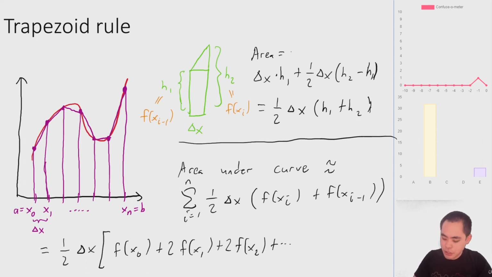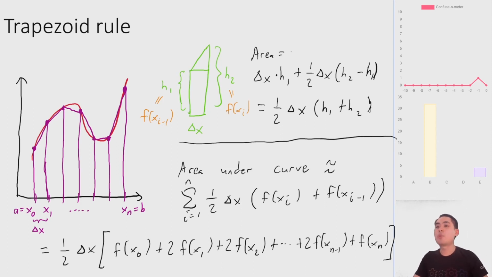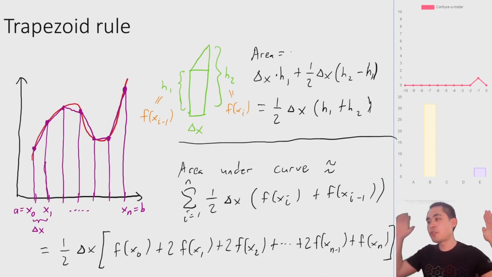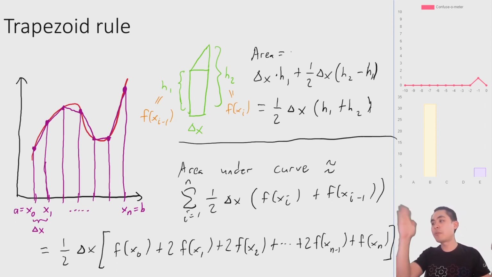Okay, so all the way to plus 2 times f of x n minus 1. And then, of course, you only have one copy of f of xn. And this makes sense, right? Because the question is, for each of our values, how many trapezoids is it a part of? For the two n trapezoids, it's only part of one trapezoid, but for every one of the points in the middle, it's part of two of them. And so you get twice that.